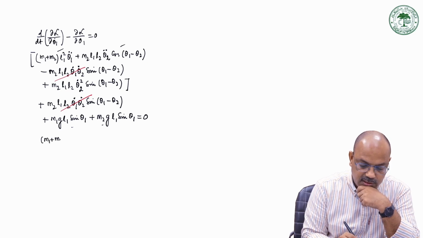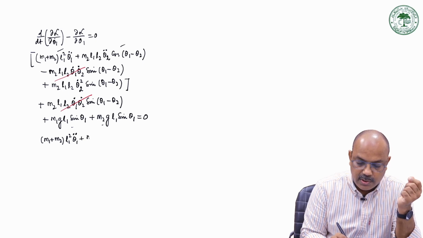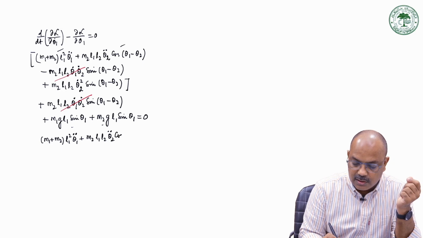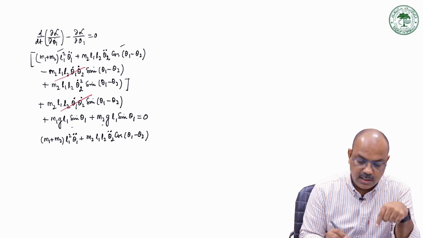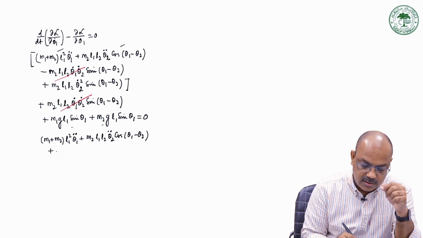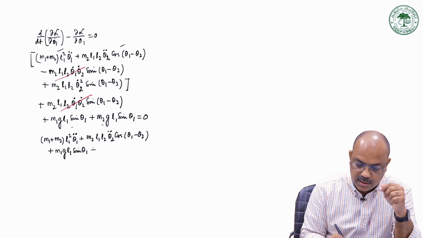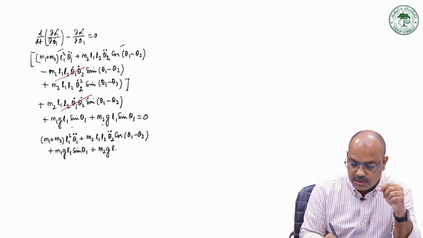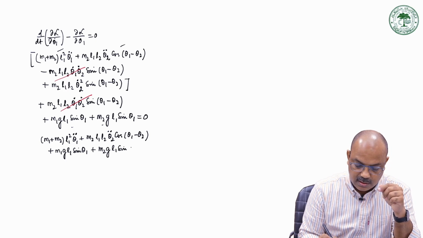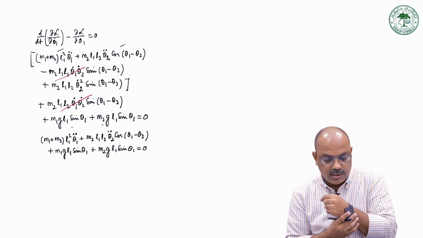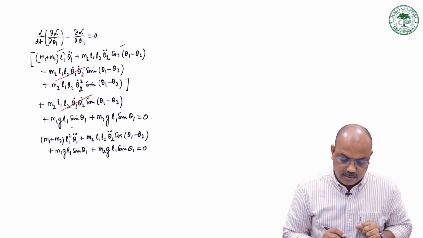It is (m1 plus m2) L1 square theta 1 double dot plus m2 L1 L2 theta 2 double dot, and then you have cos(theta 1 minus theta 2). And then the two more terms are here: m1 g L1 sin theta 1, and then you have m2 g L1 sin theta 1, equal to 0.